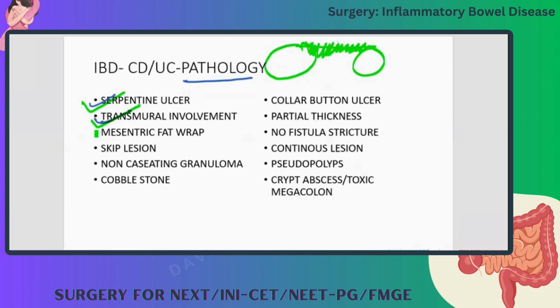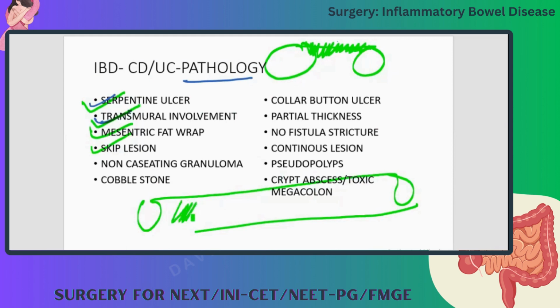Transmural involvement. There is mesenteric fat wrapping. The mesentery will go and overlap the bowel. It forms a wrap around it. And there is presence of skip lesions. What are skip lesions? Suppose this is the bowel, Crohn's disease will be there here, a small part will be normal, again it will be there here, this will be normal, again it will be there here. There is presence of skip lesions. It is also known as kangaroo lesion.